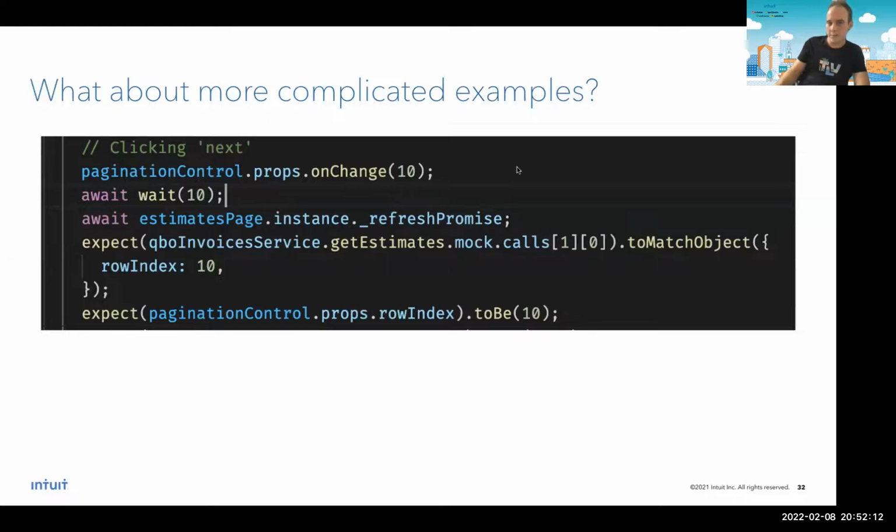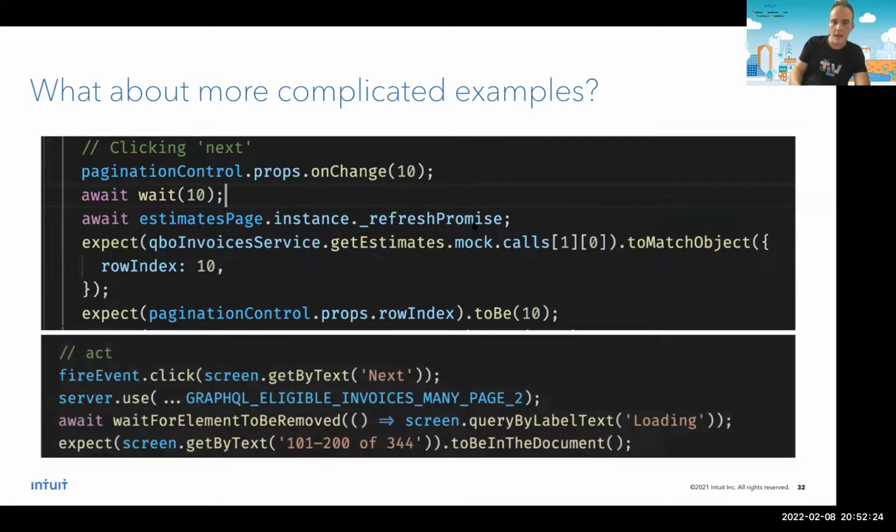So the biggest question for me is how to wait for the interface to be updated. Because you see here they're awaiting the refresh promise, but how can we do it otherwise? And in the testing library, you'll find everything you need. Take a look. What do we do here?